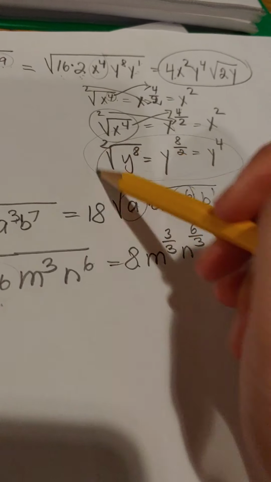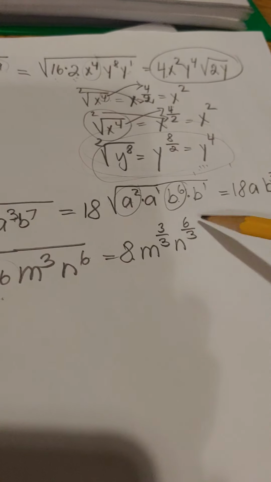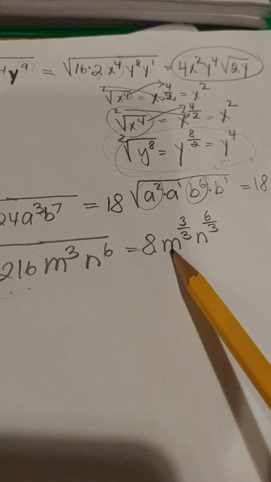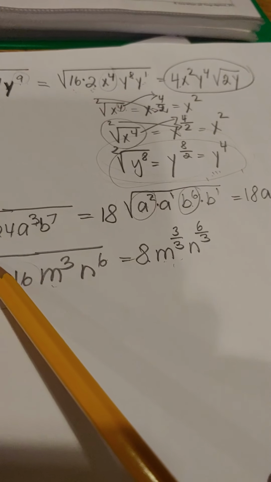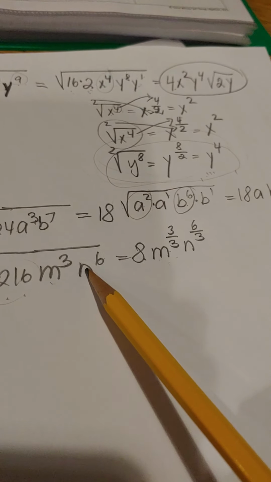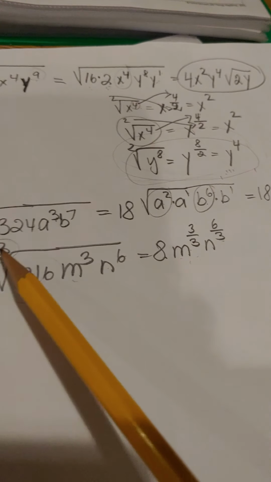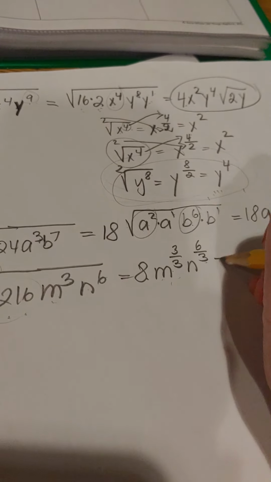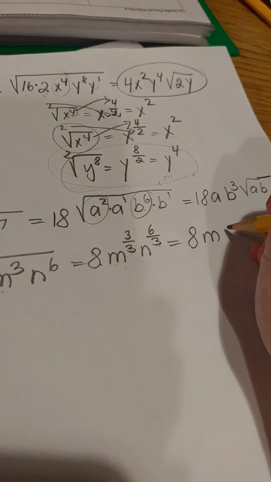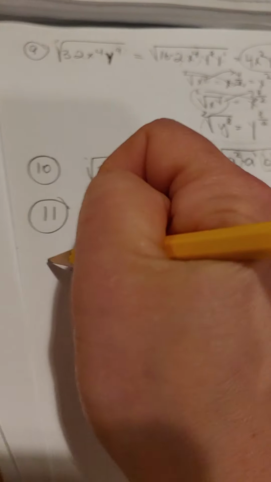Please rewatch this part of the video if you do not understand what I'm doing. But I'll explain it again right here. So it's m, 3 on the bottom, 3 on the top. N, 6 on the top, 3 on the bottom. So this number is always going to be on the bottom. Then I'm going to simplify. 3 over 3 is 1, so it's m to the 1st power, which is m, n to the 2nd power, because 6 over 3 is 2. Number 12.